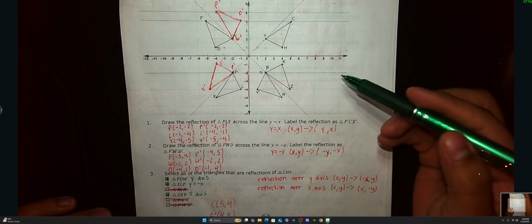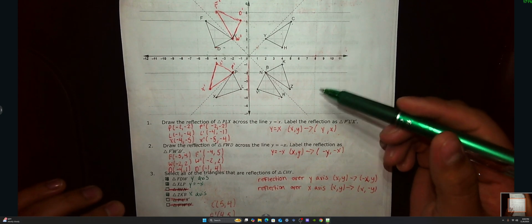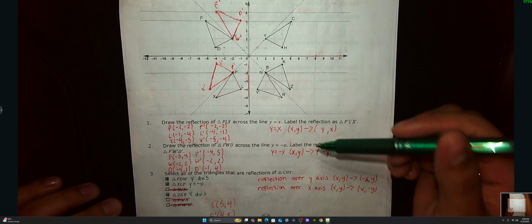Alrighty, so I just wanted to point out something that you may have come across yesterday when you were working through your sheet, and I don't want to take too much time going over this, so I'm going to try to make this quick. So when you were working on number 3, you see that the question asked you to select all of the triangles that are reflections of triangle CHY.